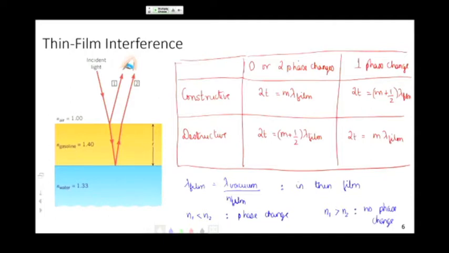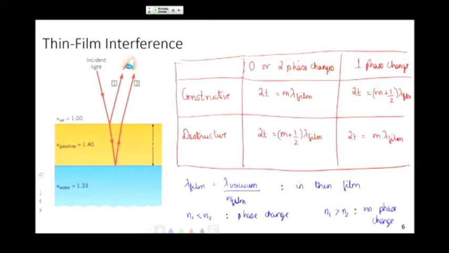Now, if there is also a phase change for the second wave, then they are back in step. Then the condition for constructive interference is that the path length difference is an integer times the wavelength. That happens if both change phase or if neither change phase. Because if only one changes phase, they are half a wavelength out of step. If the other also changes phase, then they are back in step, and they will interfere constructively when their path lengths differ by an integer times the wavelength.